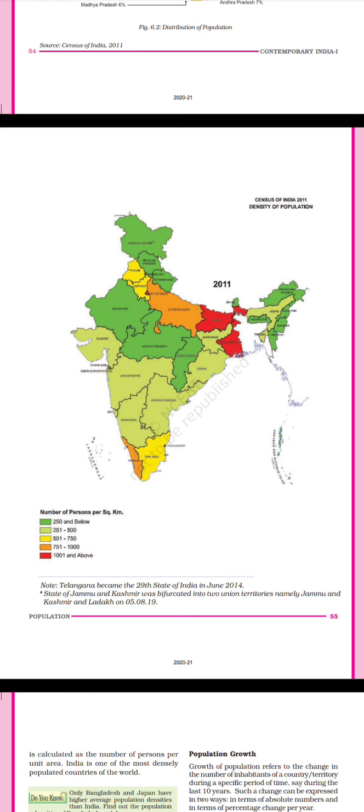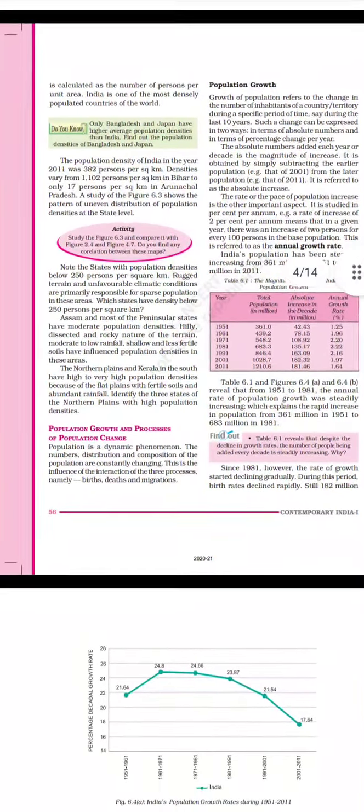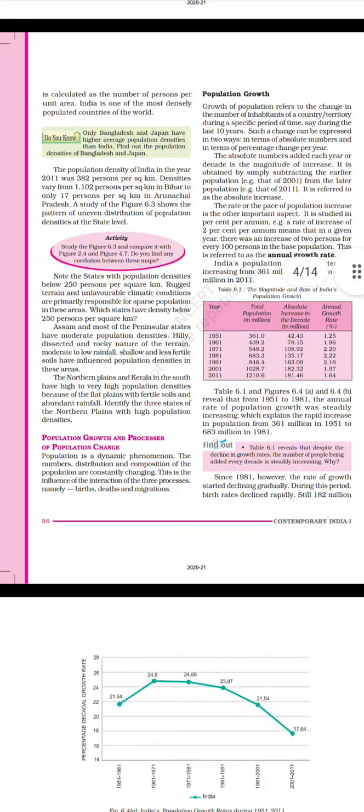Population density is calculated as the number of persons per unit area. India is one of the most densely populated countries of the world. Do you know only Bangladesh and Japan have higher average population densities than India? Find out the population densities of Bangladesh and Japan.